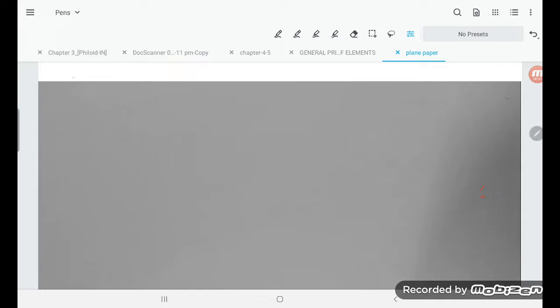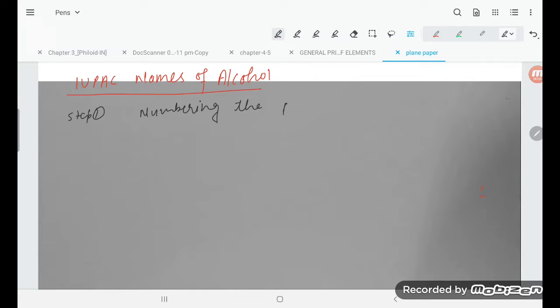Students, we are going to write the IUPAC names of alcohols. That is what we are going to study today. What will you do? In the first step, step number 1, numbering. What do we mean by numbering? Numbering the parent chain. That is the first one.